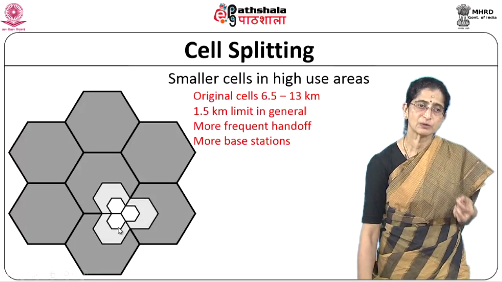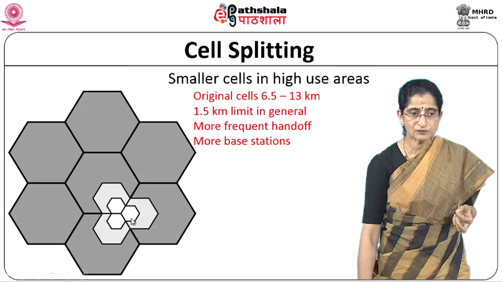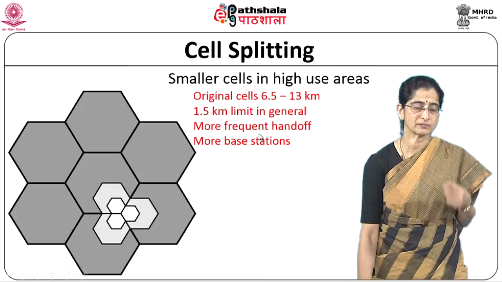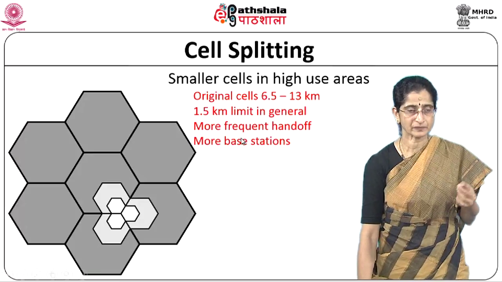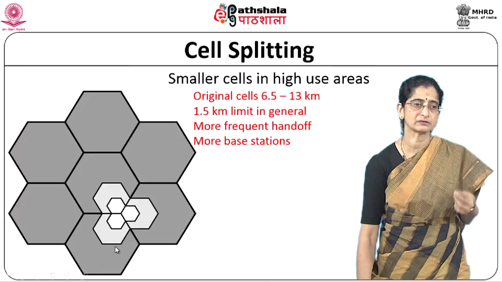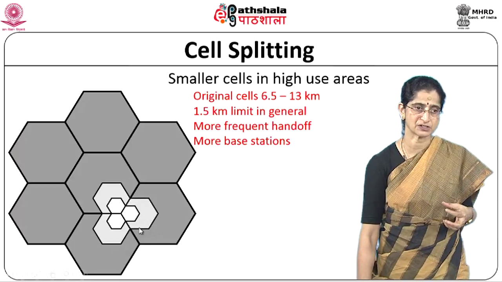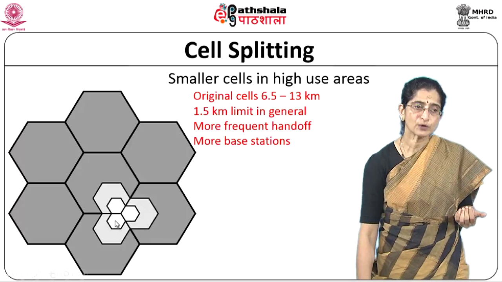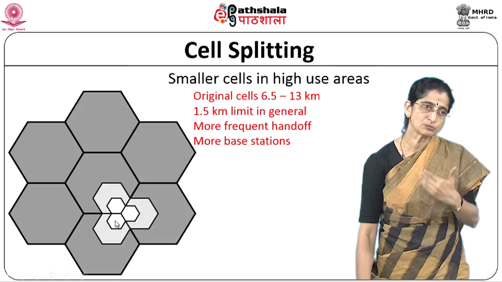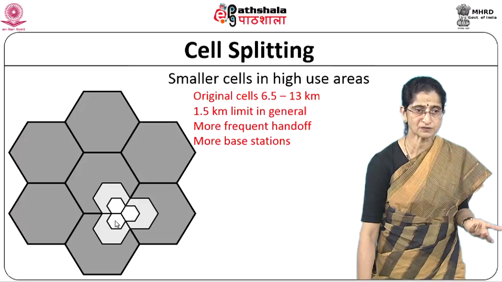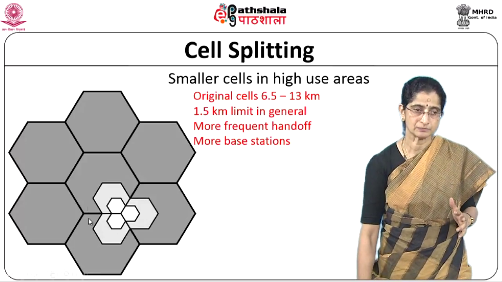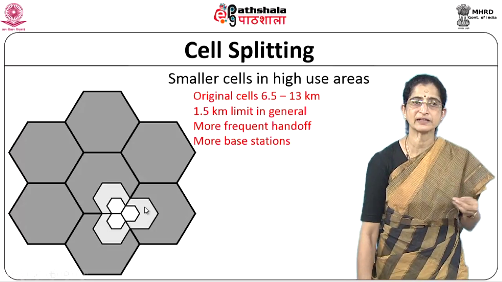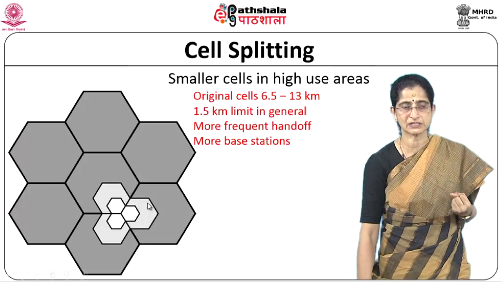And of course, you will have more base stations now because each of these little cells needs a base station, and you'd also have more frequent handoff. Handoff is what happens when you move from the range of one base station to another base station. Your call has to be handed off from one base station to another. So if you have smaller cells, obviously as you move, there will be more handoffs to be done. Okay, that is something you will have to handle in the case of cell splitting, but it helps you manage the traffic with the available set of frequencies.